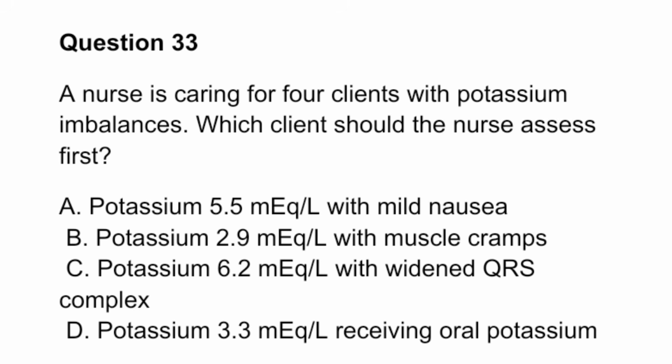Question 33. A nurse is caring for 4 clients with potassium imbalances. Which client should the nurse assess first? A. Potassium 5.5 milliequivalents per liter with mild nausea. B. Potassium 2.9 milliequivalents per liter with muscle cramps. C. Potassium 6.2 milliequivalents per liter with widened QRS complex. D. Potassium 3.3 milliequivalents per liter receiving oral potassium.